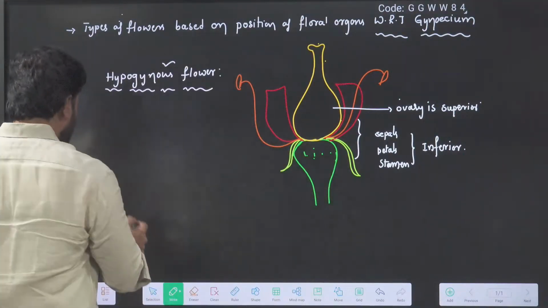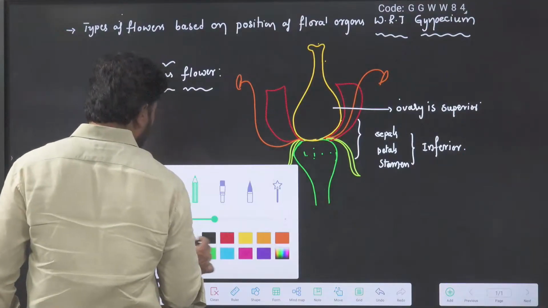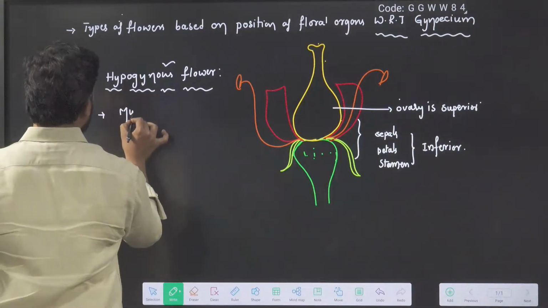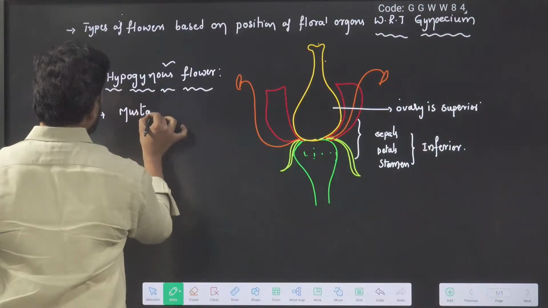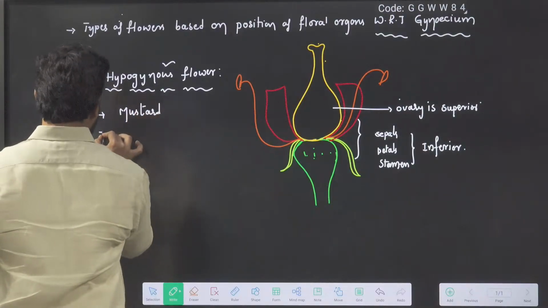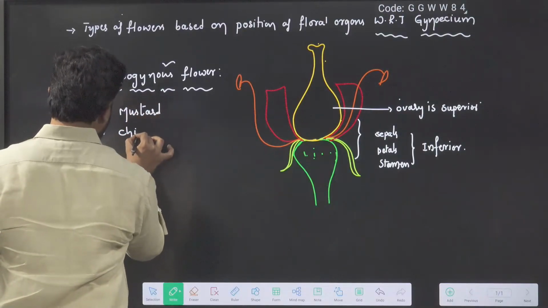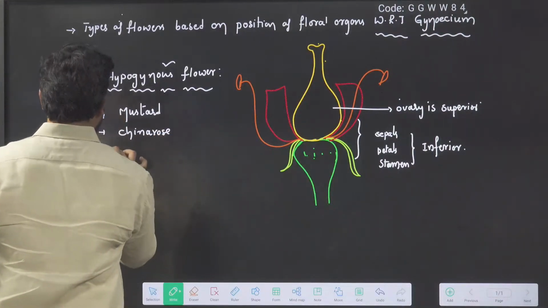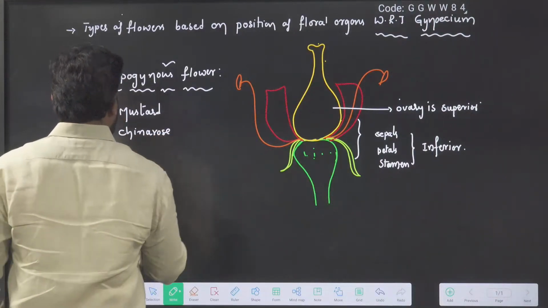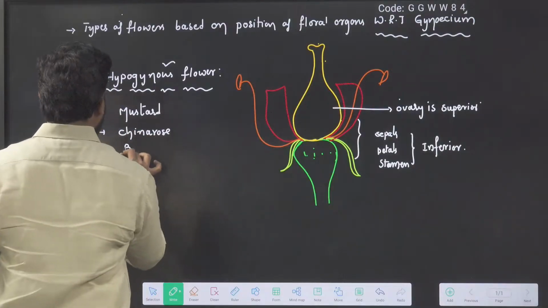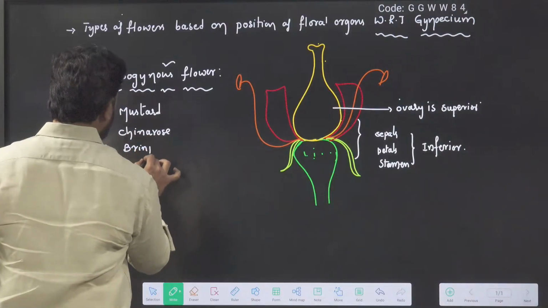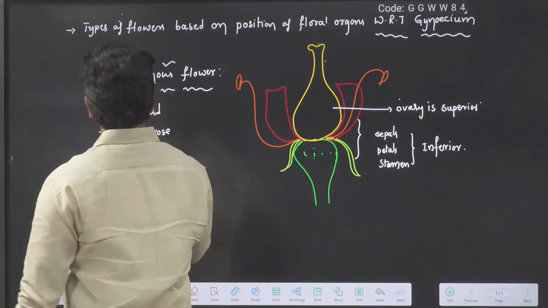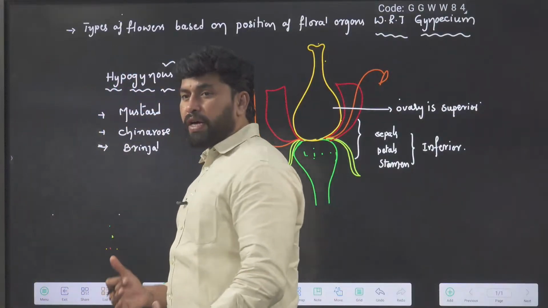Next one, the best examples of hypogynous flower: mustard, that is a Brassicaceae member; China rose, that is a Malvaceae member; and brinjal. Brinjal is a member of Solanaceae. All of them have hypogynous flowers.